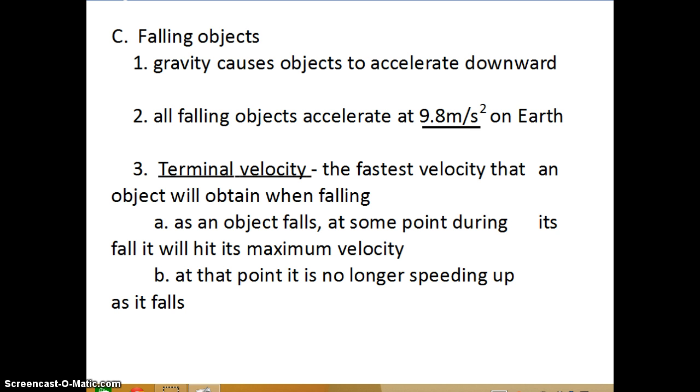Terminal velocity is the fastest velocity that an object will obtain when falling. As an object falls, at some point during its fall, it will hit its maximum velocity. At that point, it is no longer speeding up as it falls. Every object has its own terminal velocity, and then it won't accelerate anymore, because it usually is because of gravity, but at some point gravity will not make it accelerate anymore. It's when the gravity is equal to the air resistance pushing it up. So those two accelerations cancel each other out, so it does not accelerate.